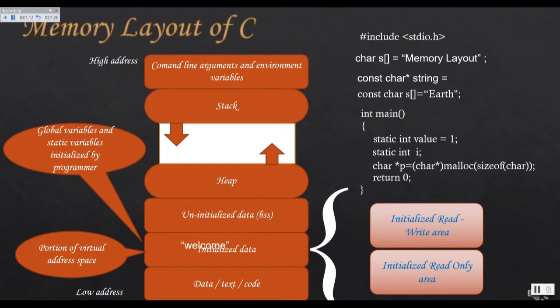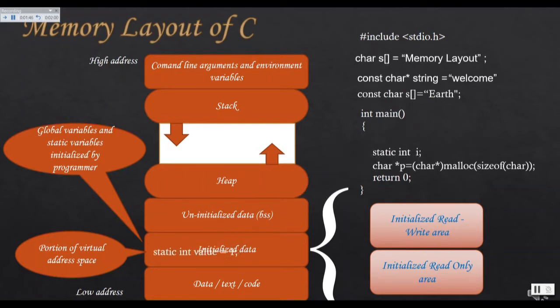Next we have this character pointer named string, which is initialized with "welcome". The value would go into the read-only area, as this value won't be changing, but the character pointer is a pointer variable that can be changed during runtime, so it goes into the initialized read-write area. This is the main difference when we have a character pointer pointing to a constant string.